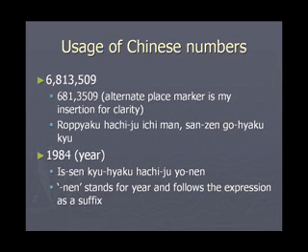Now let's look at the year 1984. Isen kyu hyaku hachiju yo nen. It is ending with the word nen. Nen stands for year. We said yonen. This is again a phonetic modification. We have used isen here. We could also have said sen. These are the points to note.